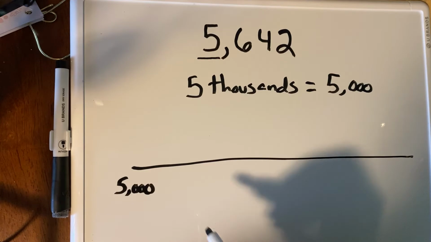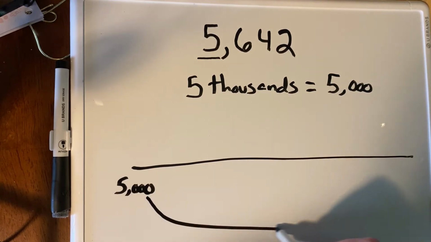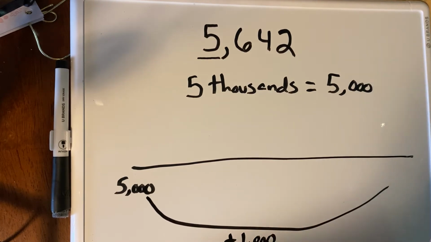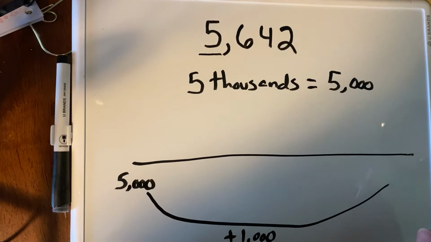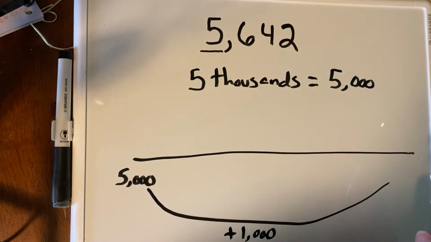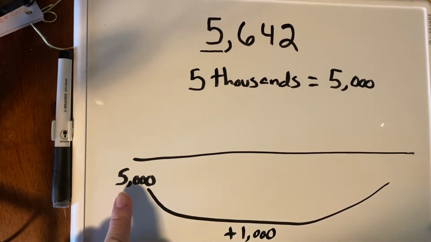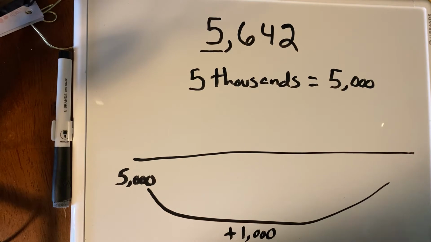Now, since I'm rounding to the nearest thousands, I'm going to add 1,000. Just like if we were rounding to the nearest tens, you would add 10 here, or to the nearest hundreds, you would add 100, but I'm rounding to the nearest thousands. All right, so I know that 5,000 plus 1,000 is 6,000.